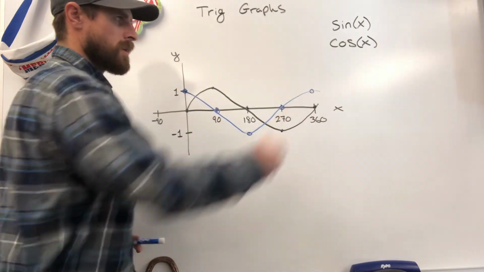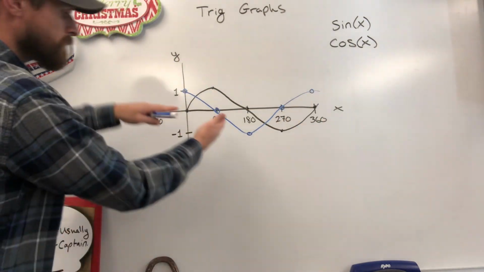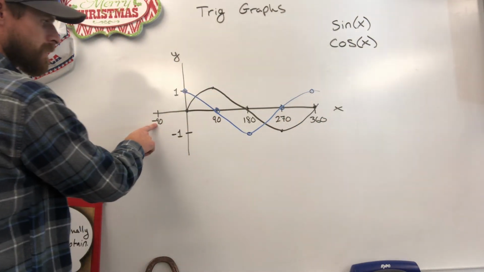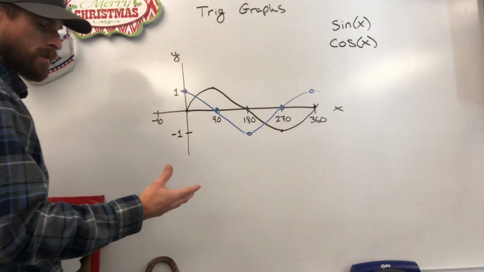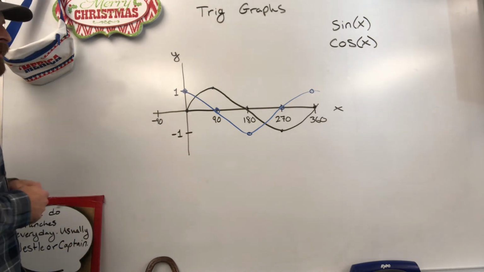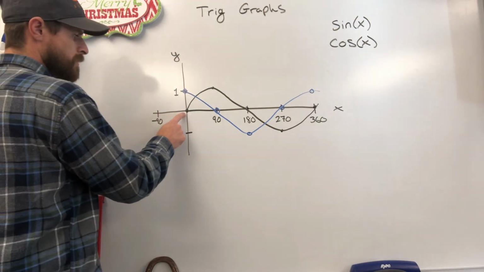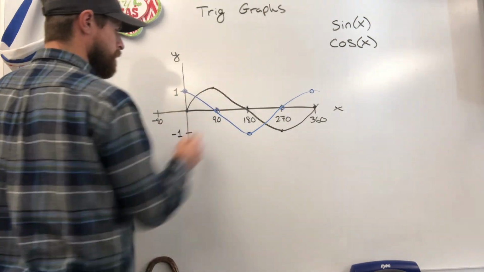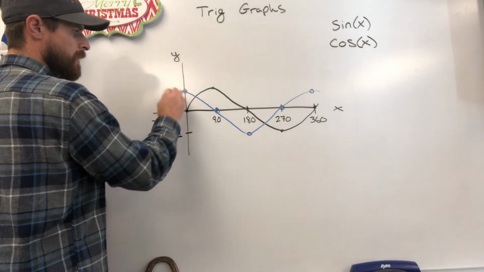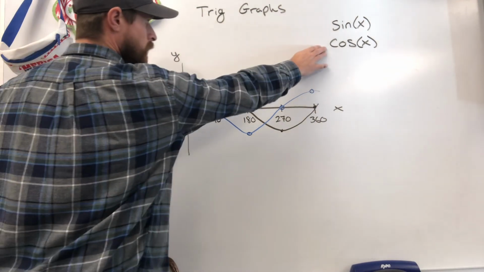We can just draw this continuing on to the right. You can even draw it to the left. I have a -90 here because I want to show you something when we get into tangent, okay? But those two right there are very similar. You just got to start studying and remember 0, 0 to start and rise for sine, 0, 1 to start and drop or decrease for cosine.